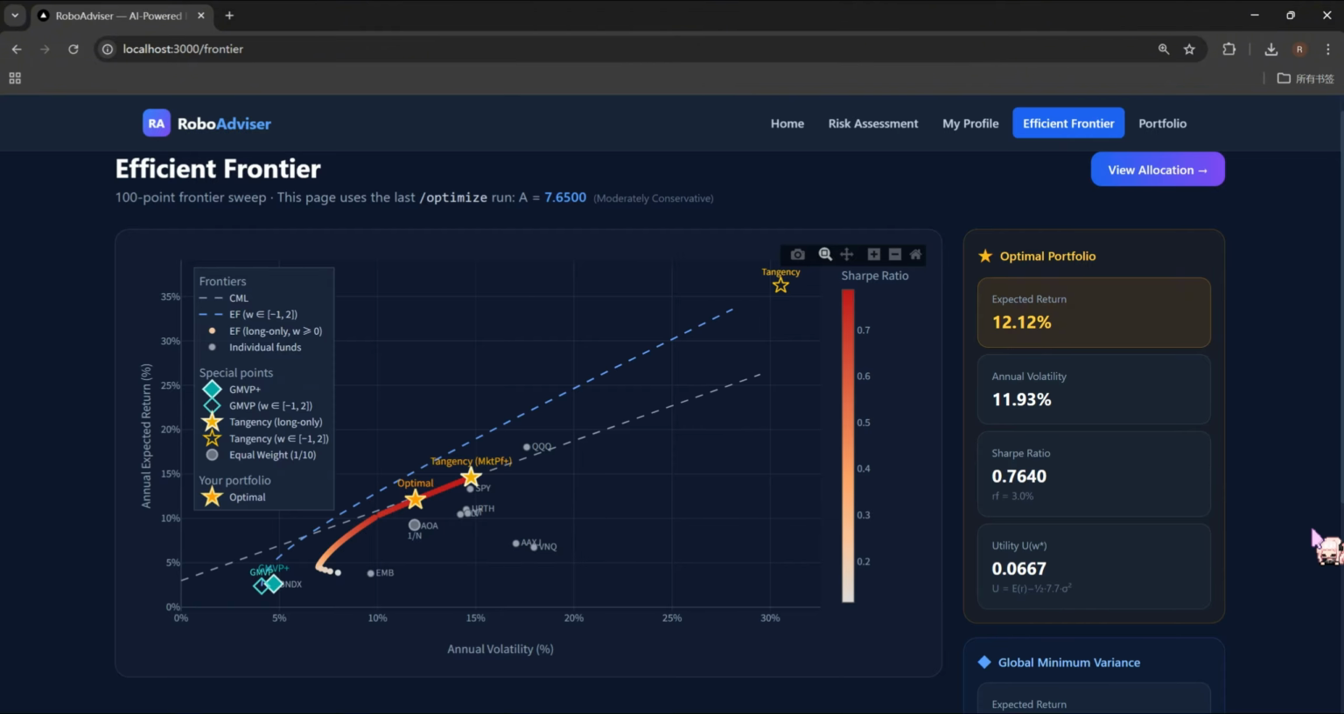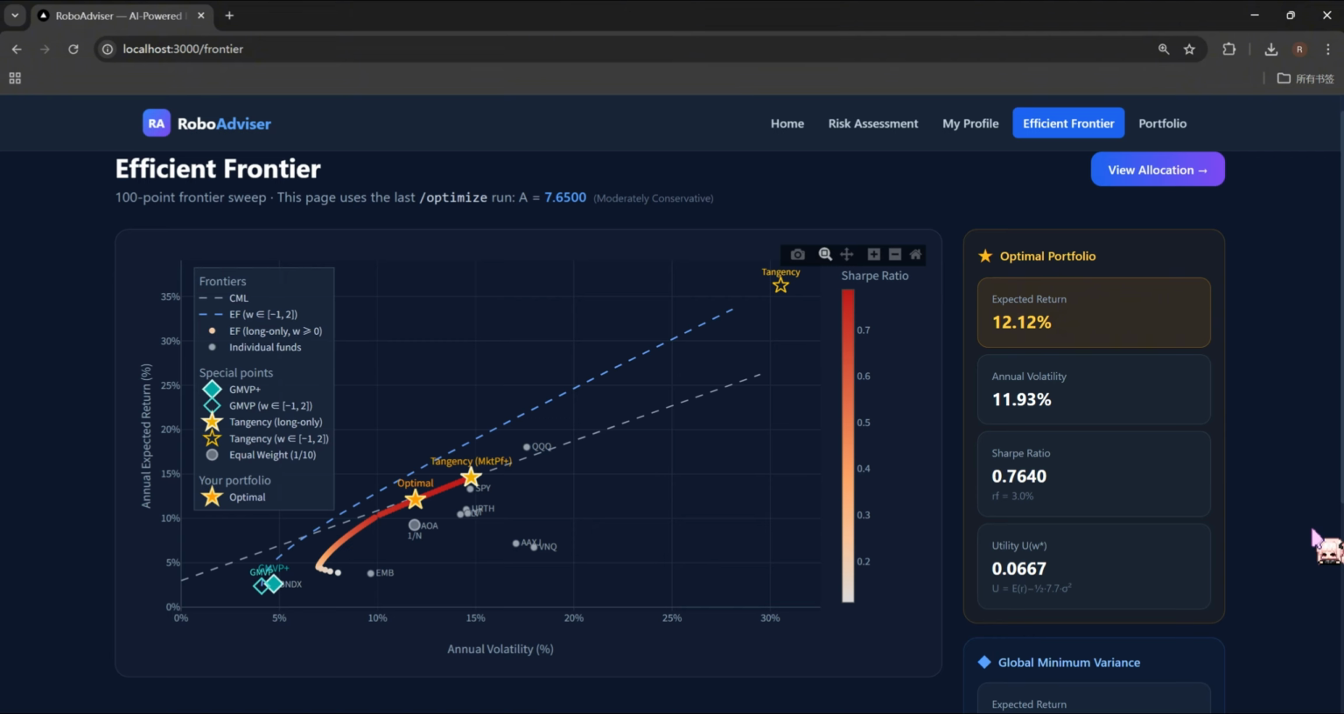The tangency marker, often distinct in color or shape, is the portfolio on the long-only frontier with the best excess return per unit of total risk, which in the textbook is where the line from the risk-free rate to the risky set would touch the frontier. Our recommendation is different from that in general.